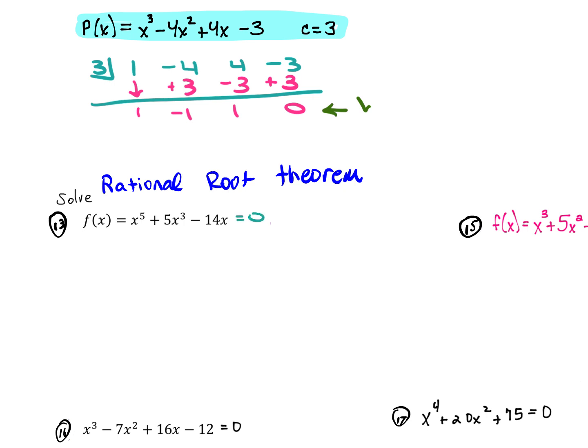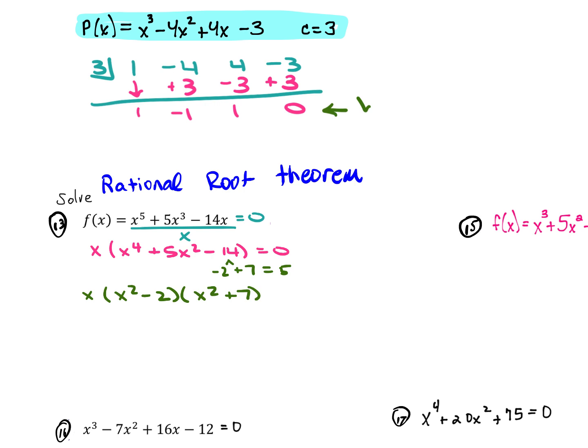So we could set this equal to 0, then factor out the greatest common factor, which is x. That gives us x times x to the 4th power plus 5x squared minus 14 is equal to 0. I'd rather factor this one because you can actually factor it. Your factors of -14 that add up to be 5 are -2 and +7. So this factors out to be x times x squared minus 2 times x squared plus 7 is equal to 0.